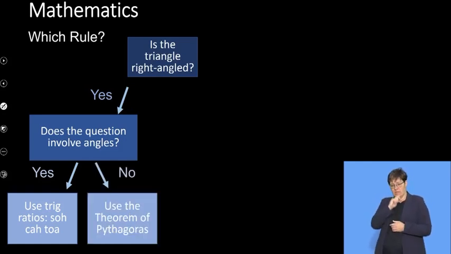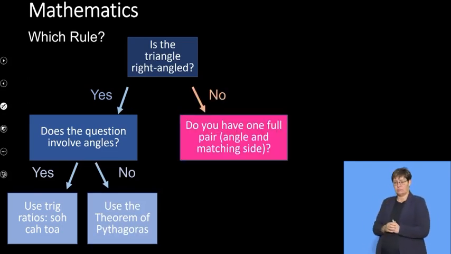Then you've got to use the theorem of Pythagoras. Then we're using the theorem of Pythagoras to find the sides. What happens if the triangle is now not right angled? What happens in that case? Then we've got to see if we have one full pair, that means we've got an angle and its matching side.